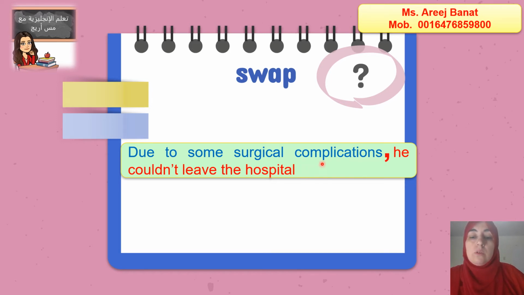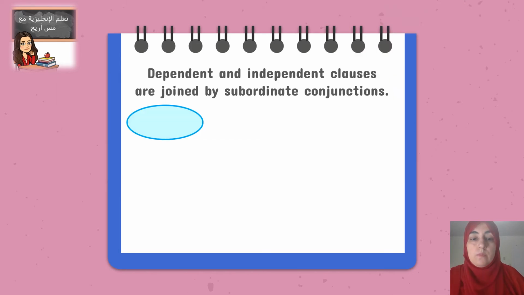So the rule is whenever you decide to start with the dependent clause, make sure to put a comma at the end of it to separate it from the independent clause. If you swap this, you don't need the comma. If you start with the independent clause, you actually do not need a comma to separate these two clauses from each other. Now, dependent and independent clauses are joined by subordinate conjunctions.